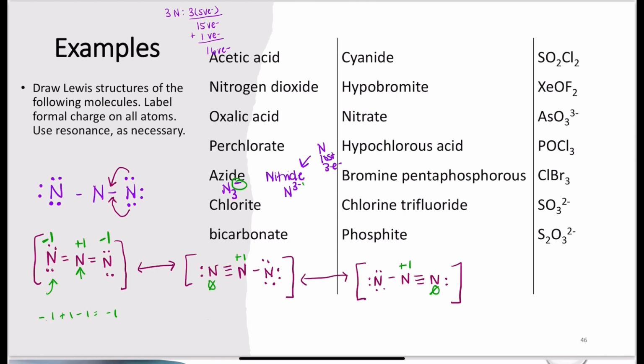But what about the last nitrogen shown in these two structures where it has 3 lone pairs and 1 bond? Nitrogen, 5 valence electrons, 6 lone pair electrons, and 1 bond. 5 - 6 - 1 gives me an overall -2.